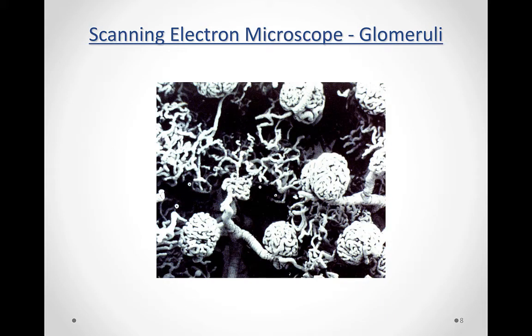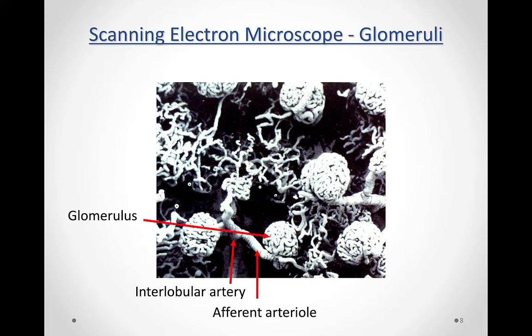This image is from an SEM showing you the glomerulus and some of these blood vessels we just talked about. Here is the interlobular artery and the afferent arteriole branching off to the right, leading to the glomerulus, and then over to the efferent arteriole, and finally into those paratubular capillaries.